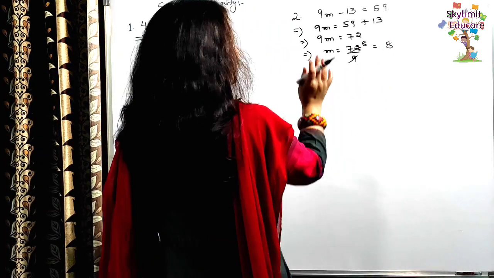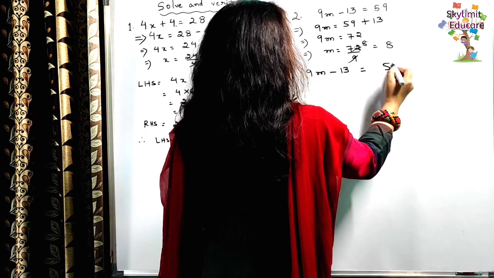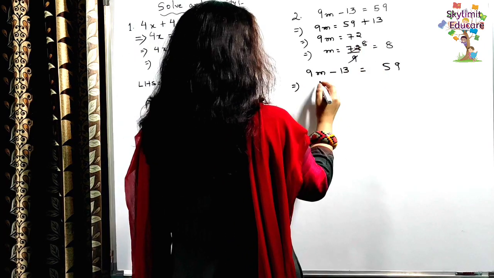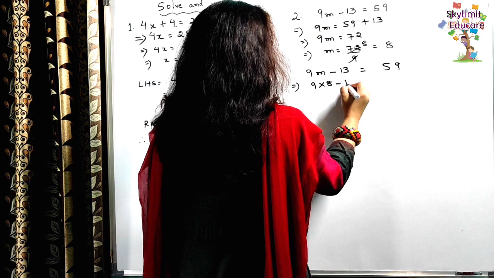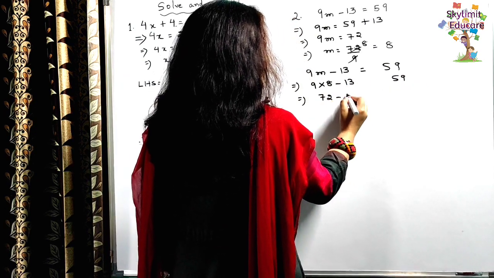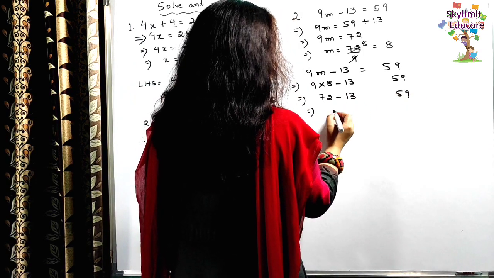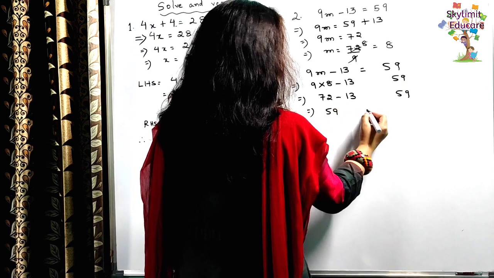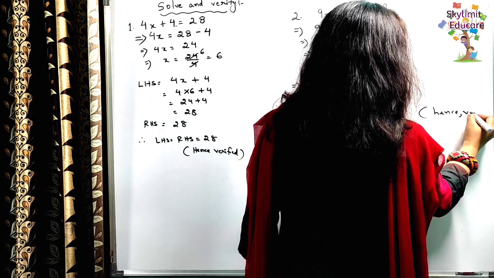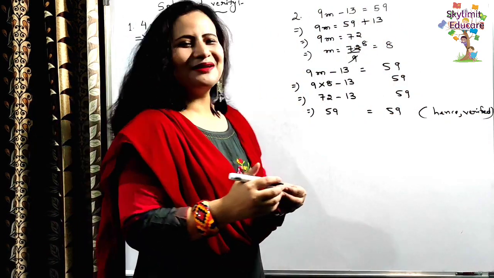So what you can do, you can write the question once more. 9m minus 13 on the left hand side, and this is the right hand side. Now 9m means 9 is multiplied to m. What is m? m is 8. So 9 is multiplied to m, minus 13, and on this side you can just continue writing 59. So 72 minus 13 will give us how much? 12 minus 3 is 9, 6 minus 1 is 5. So 59 is equal to 59. Hence, verified. So whichever way you want, you can verify the equation.